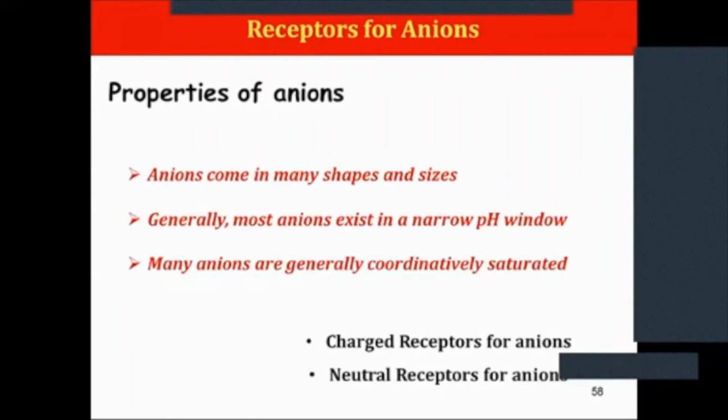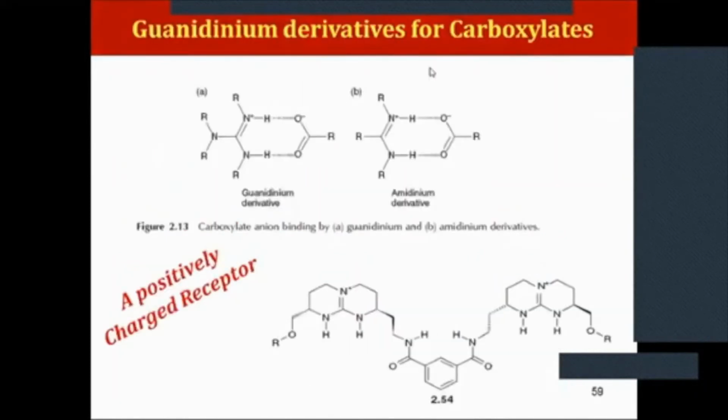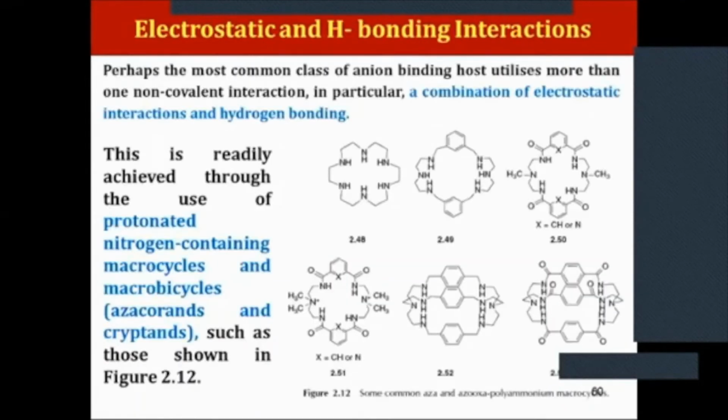We can have charged receptors, that is, positively charged. The second one is the neutral receptors. You can have positively charged receptors like guanidinium derivatives. You can see here, the nitrogen carries a small positive charge so that it can attract the carboxylate anions. Similarly, an ammonium derivative can also bind carboxylate anions. So a positively charged receptor is essential for anion detectors.